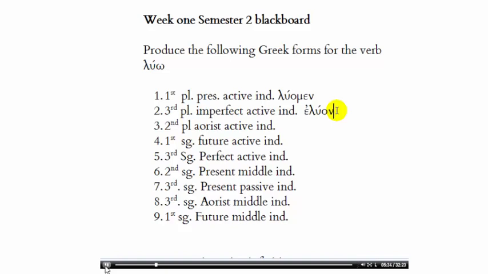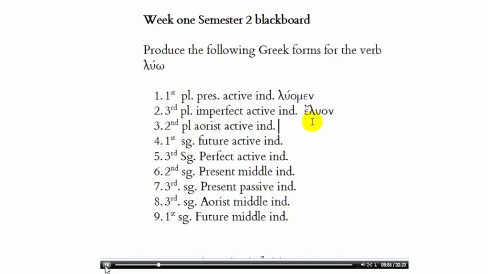All right. Now the only issue here is the accent. The accent should be back the full distance that it can go, up to three syllables. The only thing that would stop it is, of course, if there's a long vowel in the third syllable, which there isn't. So let's go ahead and shift the accent back to the antepenult accordingly. And there you have it, eluon.